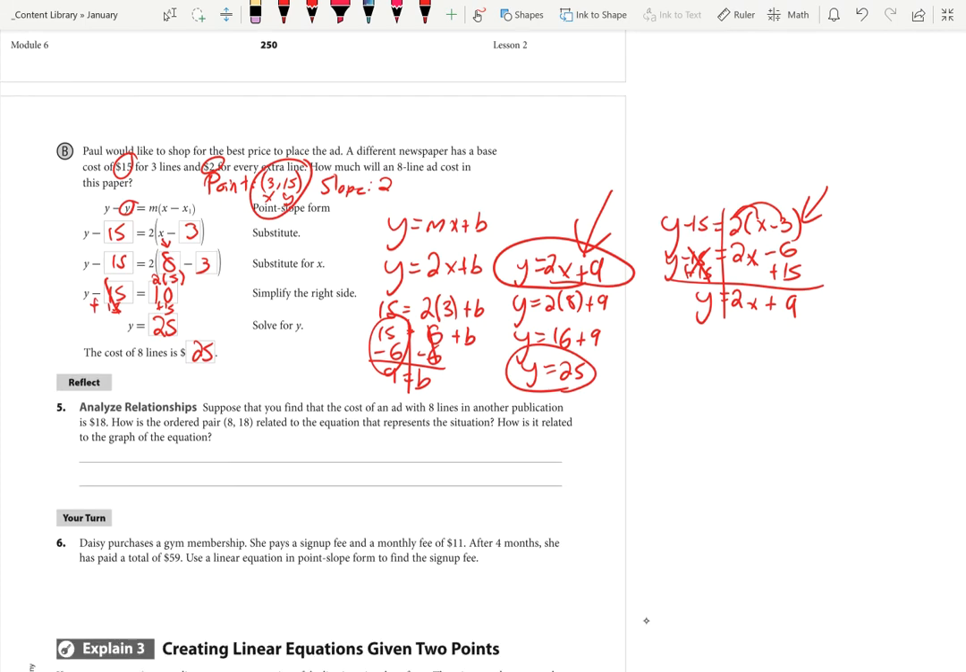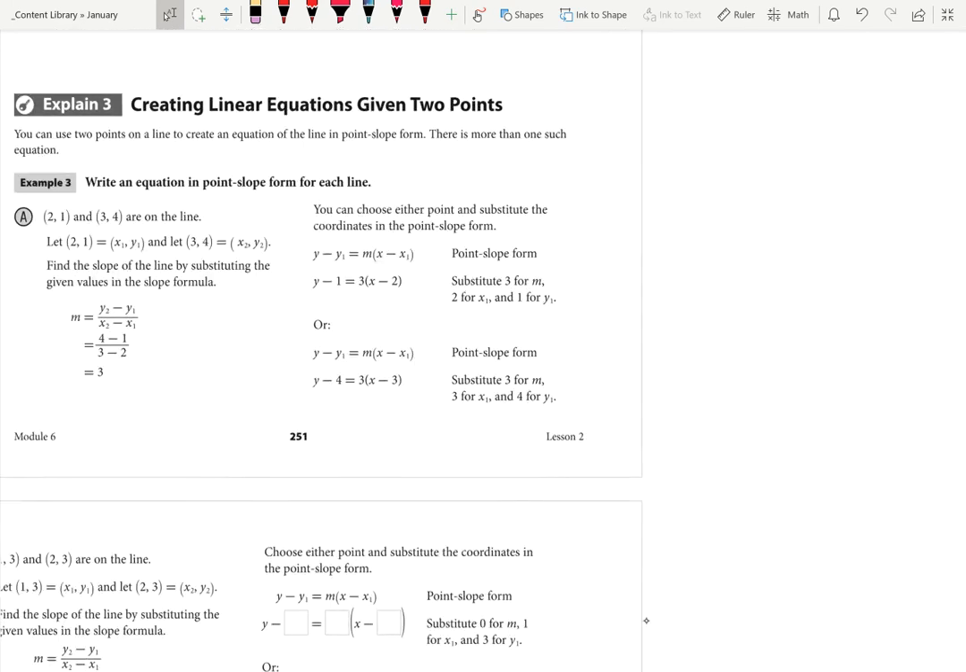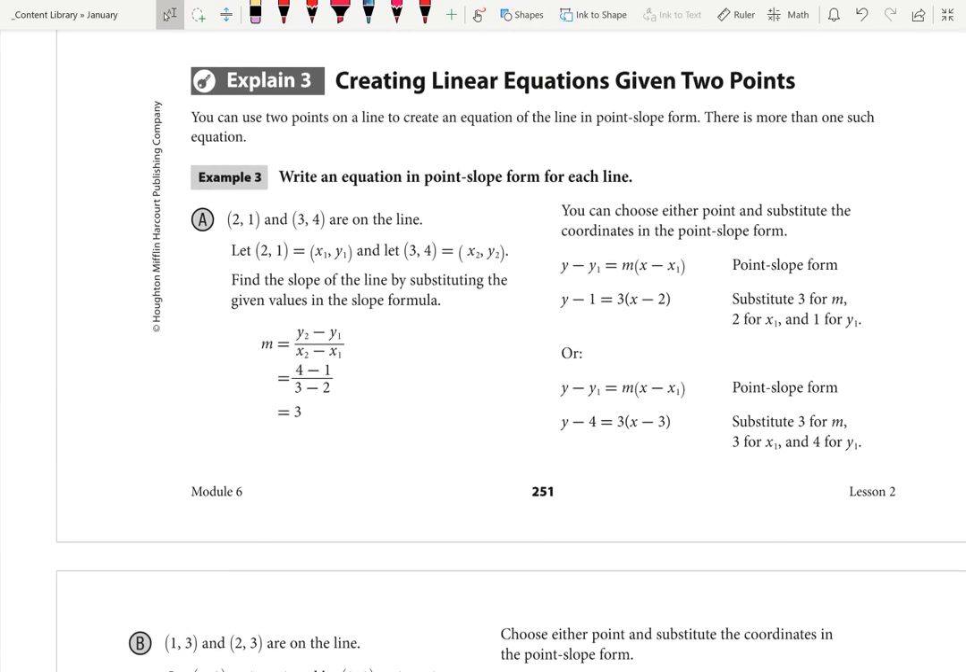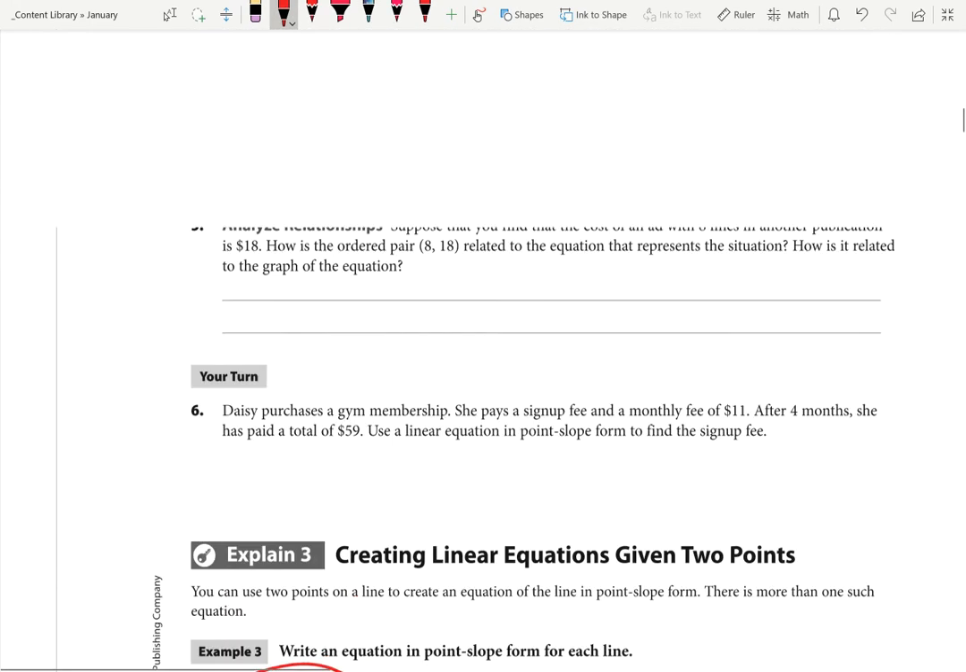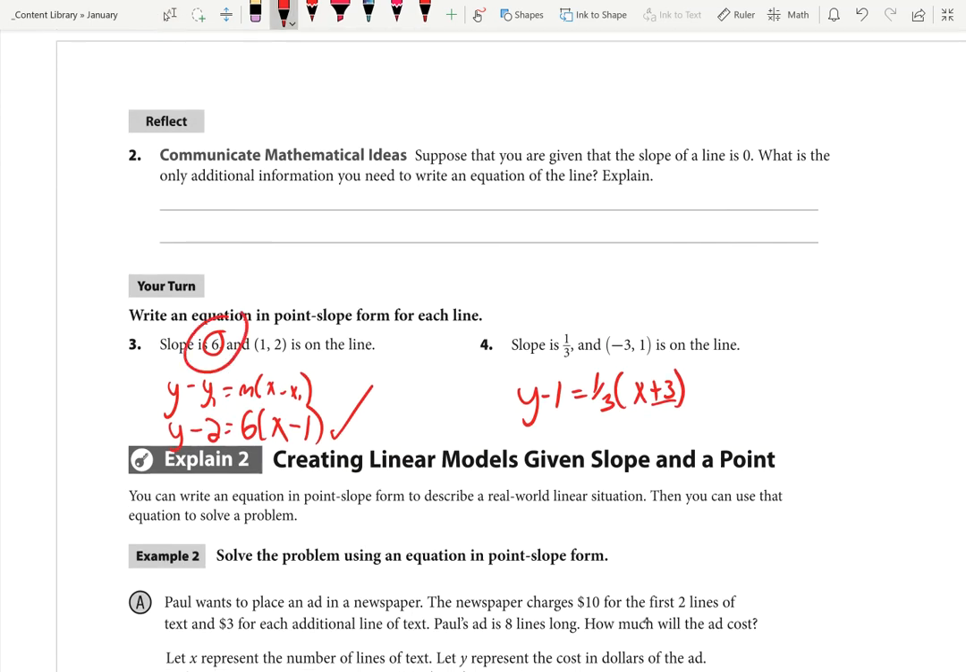So moving on, the next thing we're going to do is creating a linear equation given 2 points. So we're going to do the same thing. We're going to make a slope-intercept equation like this, but we're only going to have 2 points. If you look back at the problem we did before, we had the slope and the point, so it's very easy because all we had to do is just plug those numbers in.